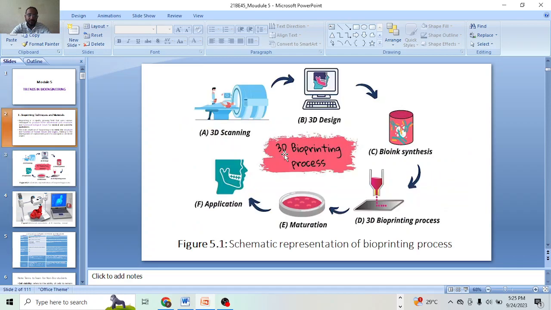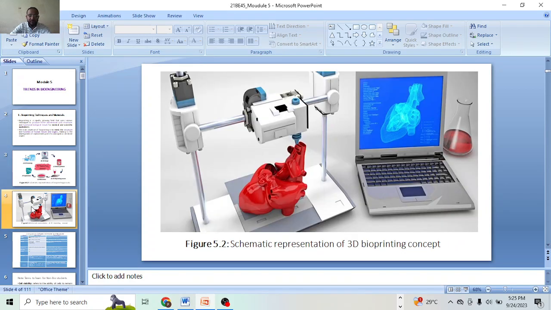In this you can write these 2 points and then draw this diagram, because it acts as a bioprinting process where the techniques are involved as well as the materials. You have 3D scanning, 3D design, bioink synthesis. Here the technique is involved, where the materials are like bioinks. Then the 3D printing process is done, maturation, application, like that. We can give a brief explanation about this schematic. No need to draw this diagram.